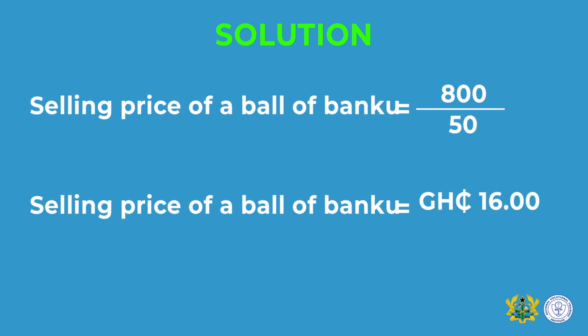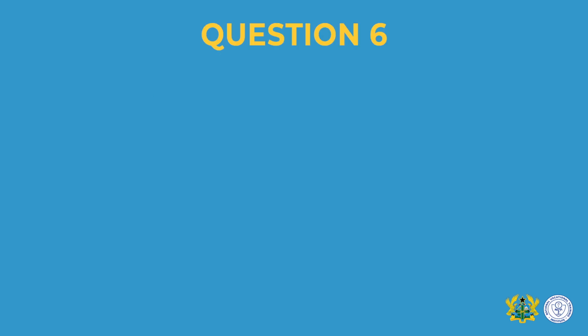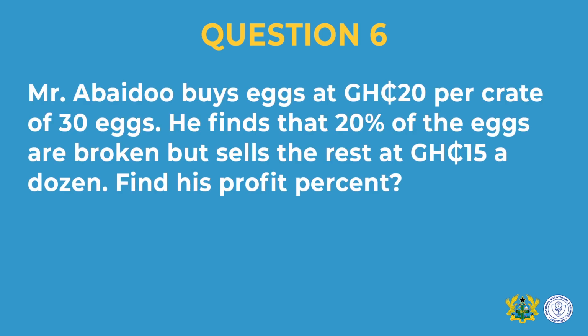Let's pick our last example, or our last question under profit and loss. Question number 6. Mr. Abedu buys eggs at 20 Ghana cedis per crate of 30 eggs. He finds that 20% of the eggs are broken, but sells the rest at 15 Ghana cedis a dozen. Find his profit percent. Don't be so confused about the question you see on your screen. You just have to analyze it very well with the knowledge you have in percentages and apply it to solve this question.